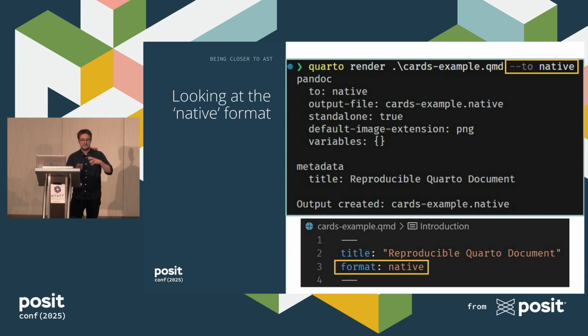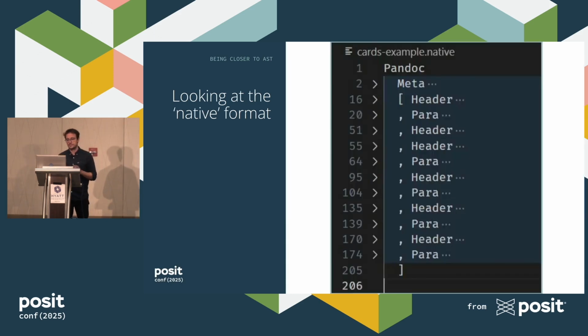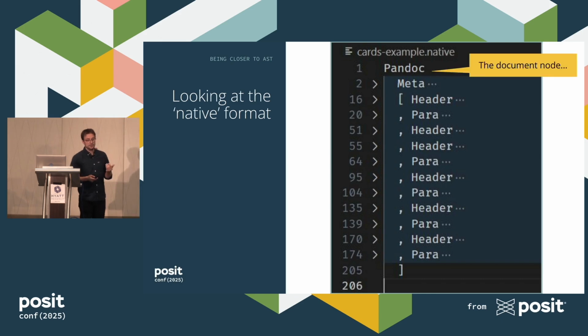So this is the representation of the document. And it looks like that. This is a folded version. But we can see that the main node is the document node. This is the whole document. And this document node is split into blocks.